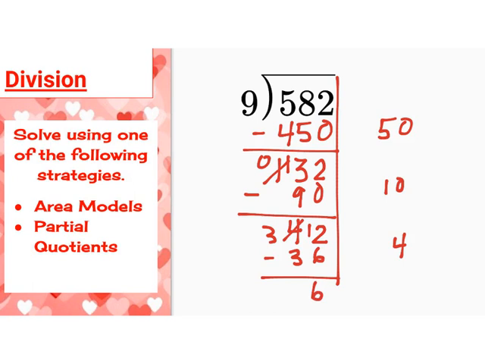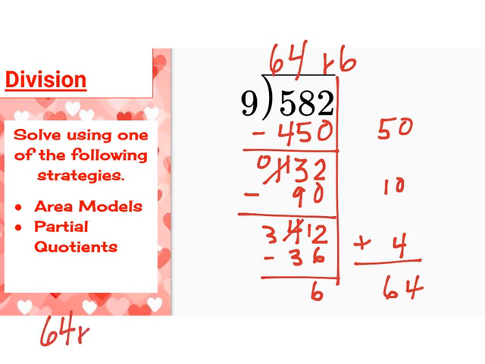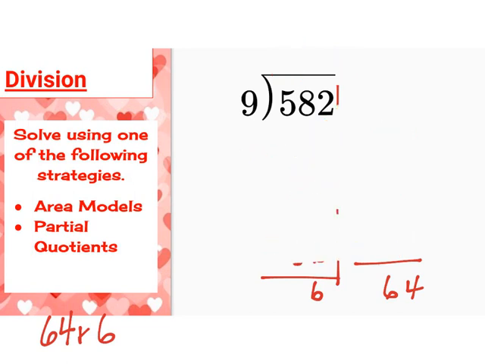Okay, 12 minus 6 is 6. That's smaller than 9, so it becomes my remainder. Add up my partial quotients, and I have 64, remainder 6. Now I'm going to write this over here because when I do my area model, we better make sure I get that same thing. But I'm going to have to erase my work to make room for this area model.